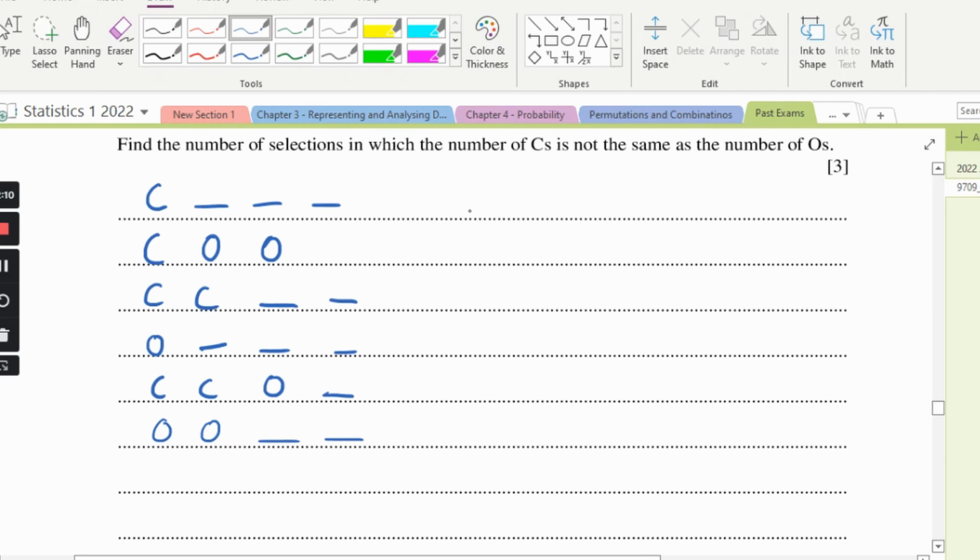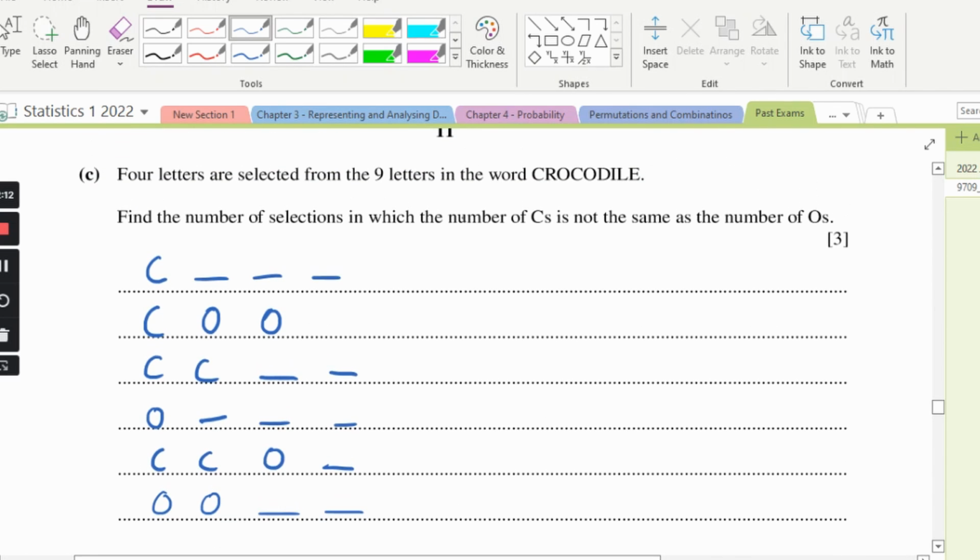Yeah, okay. Now, let's look at the different ways that we can get this. So, if we're going to get the first one, 1 C and no O's, then you're selecting from, let's just highlight these letters. This one, this one, this one, this one. Okay, so you can see there's 5 different letters we can choose from, and we're choosing 3 of them. So that would be 5 choose 3, which is 10.